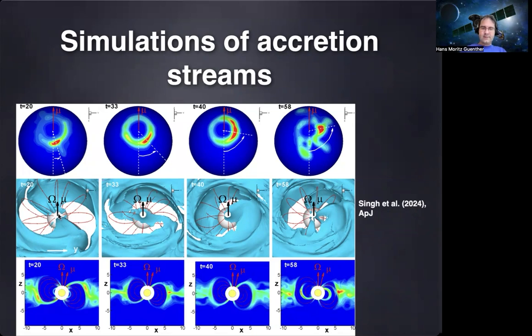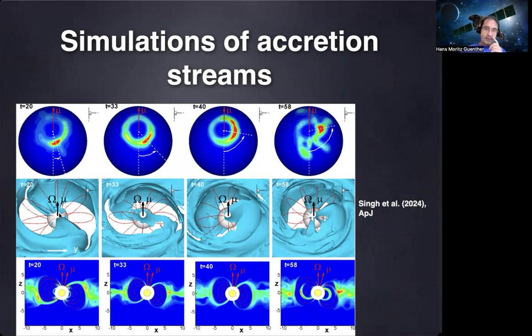So here's a star. Let's look in the center. The white thing is a star. It has a magnetic field. These magnetic field lines here, these red ones, and it's rotating around. And then material falls along the magnetic field lines from this inner disk onto the star.